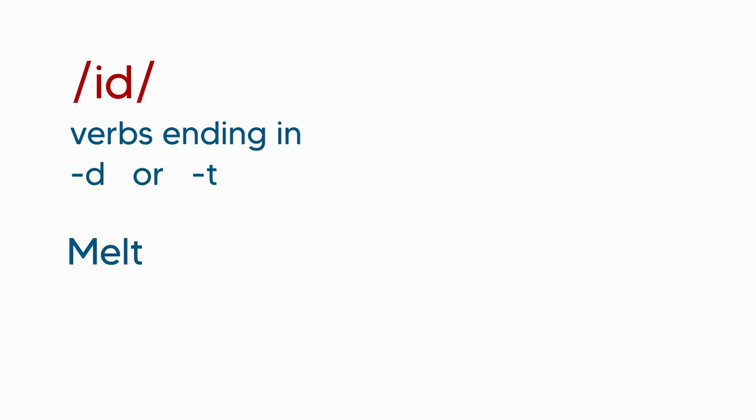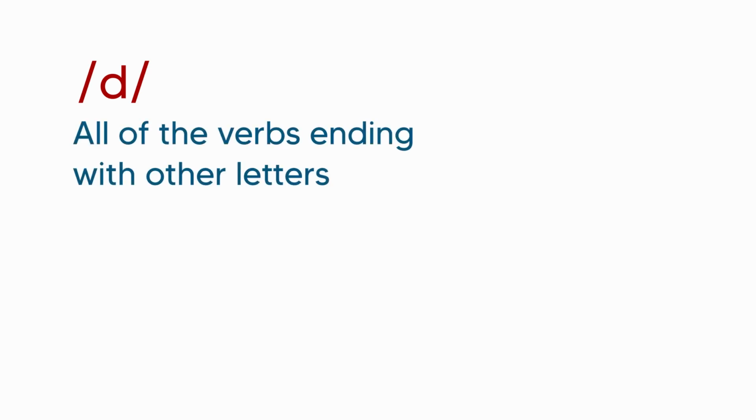Let's have a look at some examples with the ud sound. We use the ud sound with verbs ending in d or t. And the examples, melt becomes melted. End, ended. And we use the d sound with all other verbs ending with other letters. Listen becomes listened. Play, played.